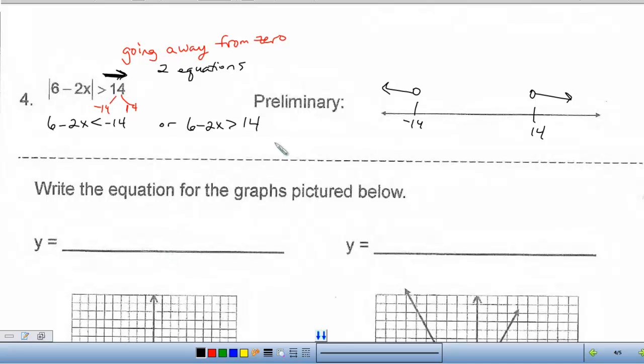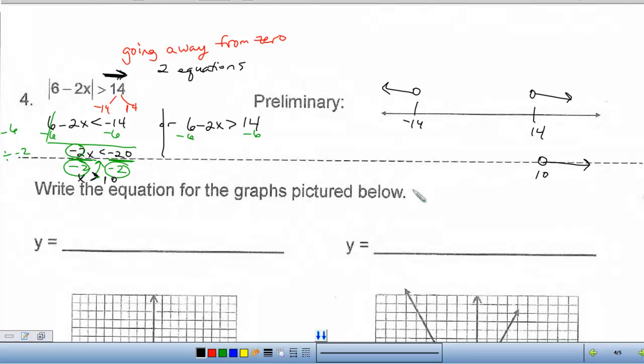And let's solve this one. Subtract 6 from both sides, and we get -2x is less than -20. Then we divide by -2. When we divide by a negative, we want to flip the inequality symbol. So we get x is greater than 10. So our new inequality, x is greater than 10.